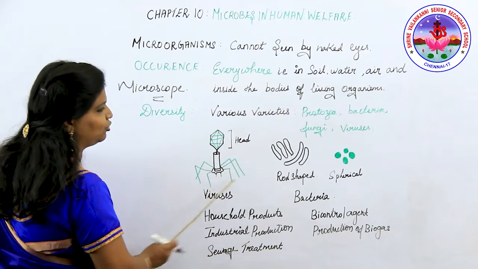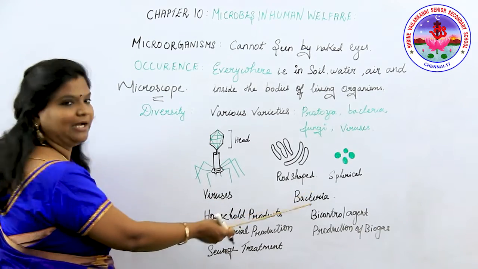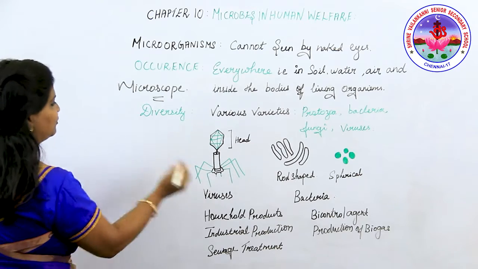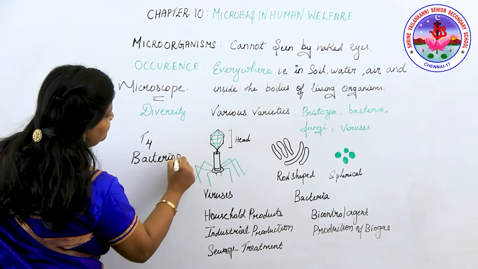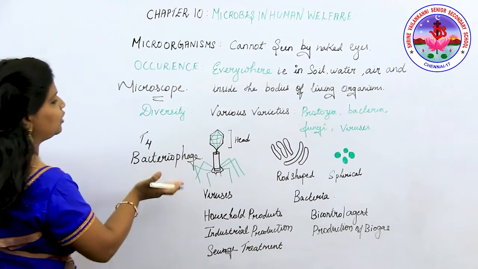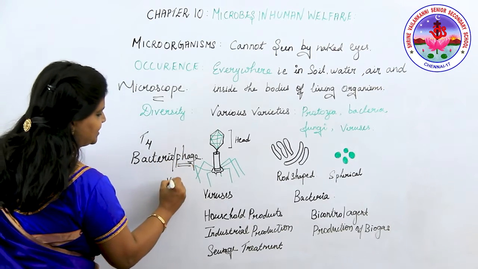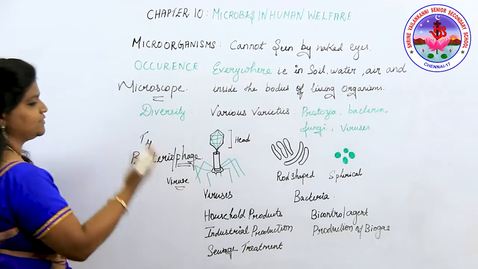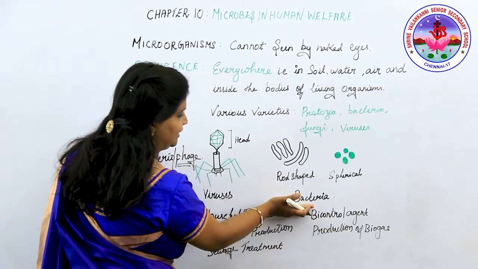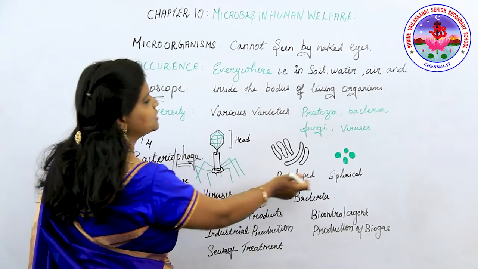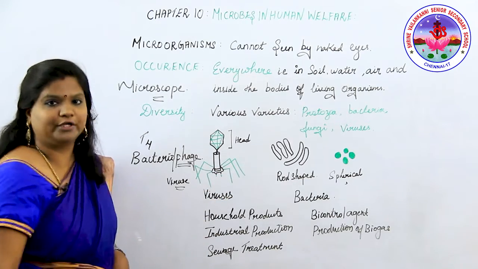Here I am just showing you two different examples of microorganisms. Here you can see the virus and here you can see the bacteria. This virus is called T4 bacteriophage. What is the special feature of this virus, T4 bacteriophage? See, bacteriophage, phage refers to virus. The virus which infects bacteria is called bacteriophage. And next, you can see bacteria with different shapes: rod shape, spherical shape, comma shape. Vibrio cholerae is a comma shape bacterium. These are the types of bacteria according to shape.